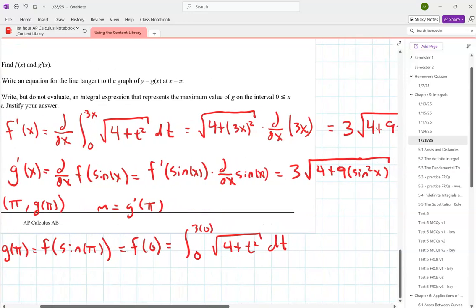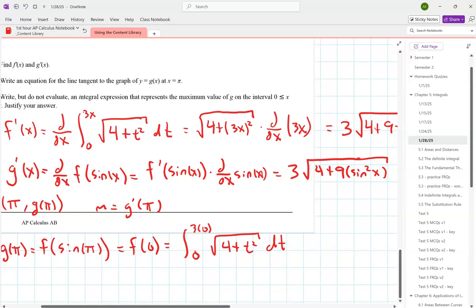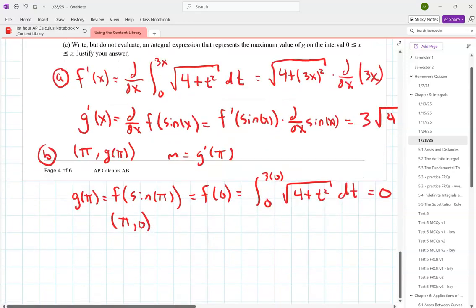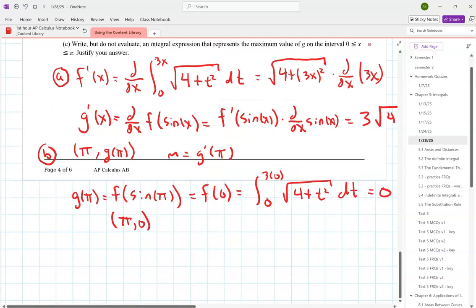If I integrate from 0 to 0, that's just 0. The upper and lower bounds are the same. The integral is, by definition, going to be 0, because the shape you have is just a straight line, and the area of that is going to be 0 because it's a one-dimensional figure. So we have the point pi, 0. So that's going to be the point.